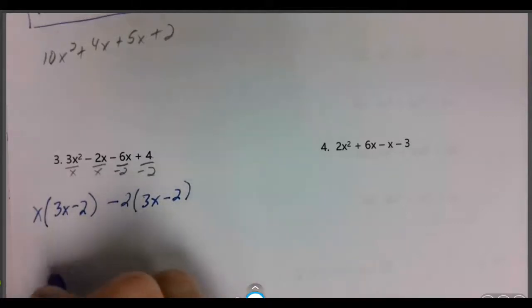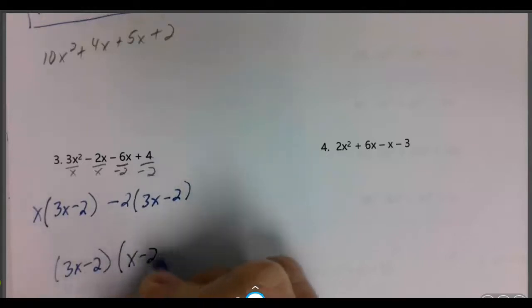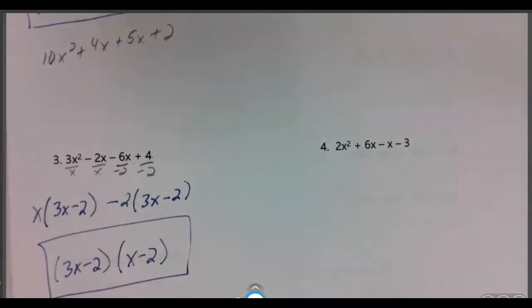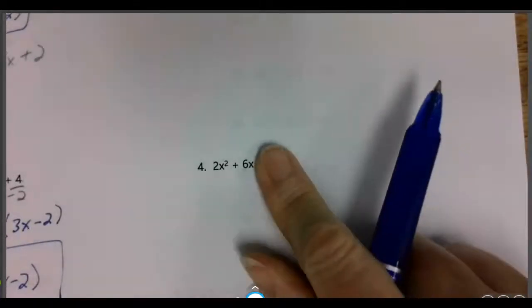So what do they have in common? The box, 3x minus 2. What do I have left? X minus 2. Multiply that out, and you get the same thing. Here we go. Factor out the greatest common.